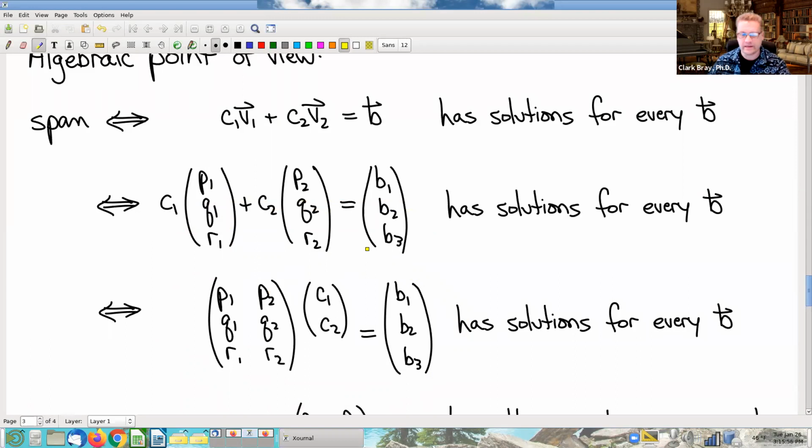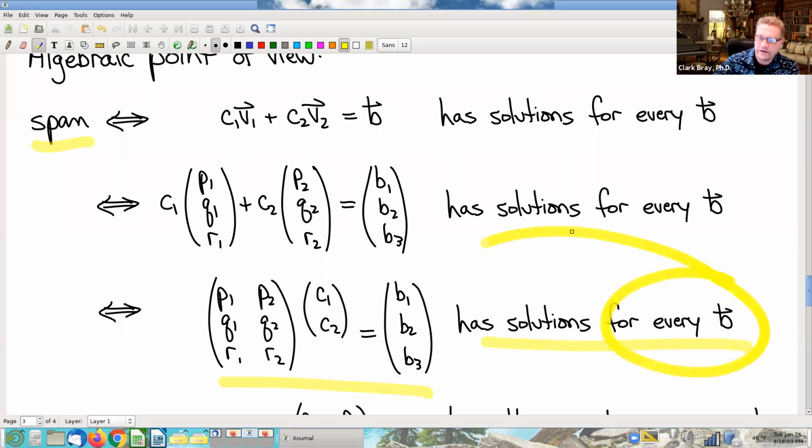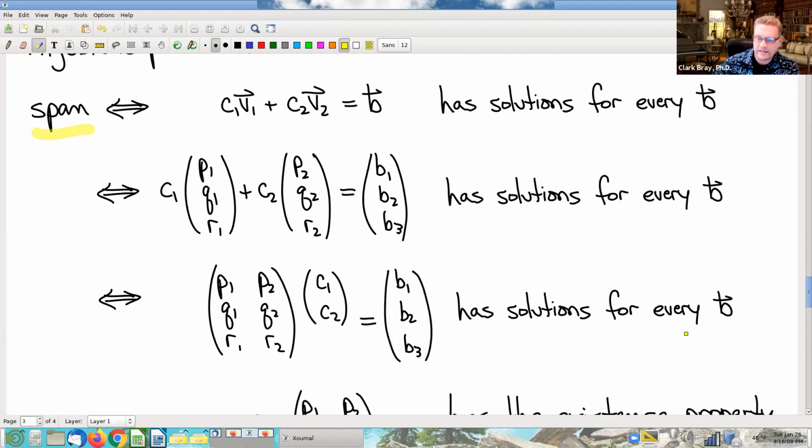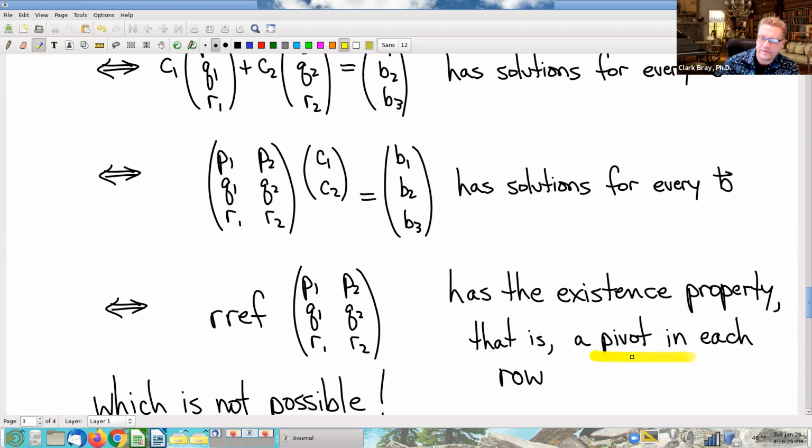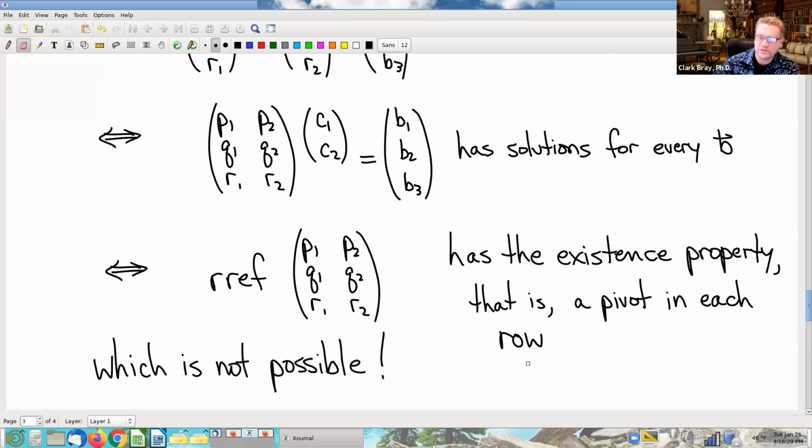Still haven't really done anything. And again, what we need in order for this to span, we need for this system to have a solution for every right-hand side, no matter what the right-hand side is. So said differently, I need for this coefficient matrix to have the existence property, right? No matter what the right-hand side is, I need to know that a solution exists. And of course, chapter 1 tells us another way to say that: I need a pivot in each row.